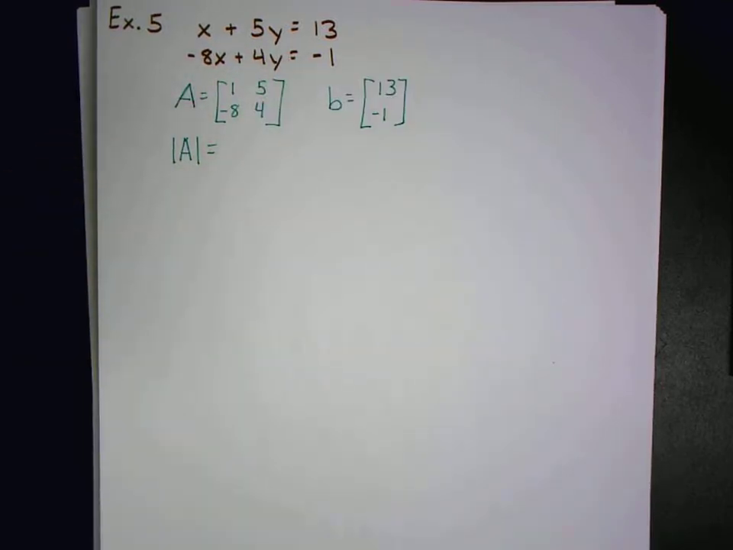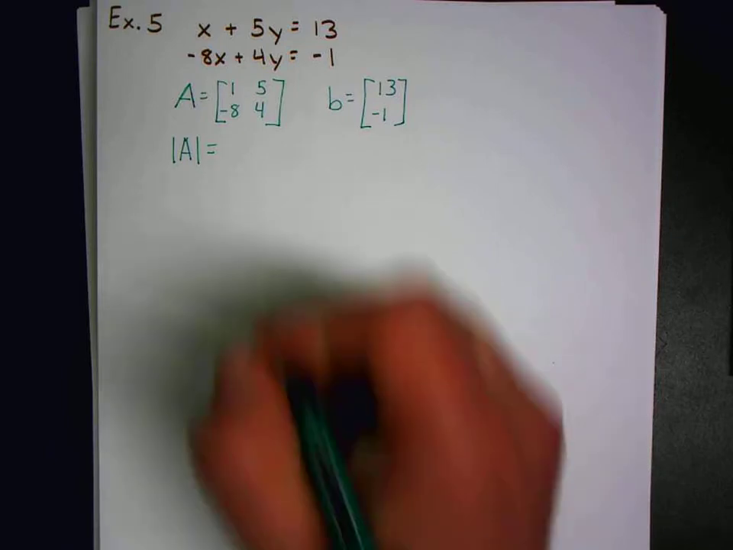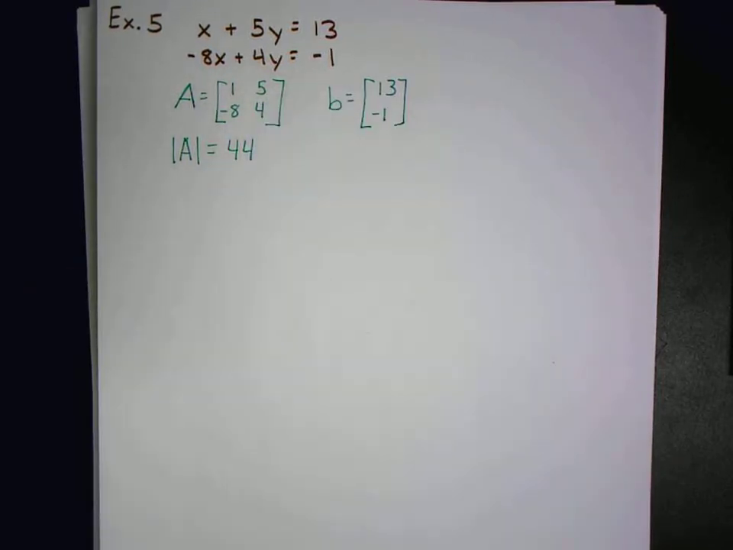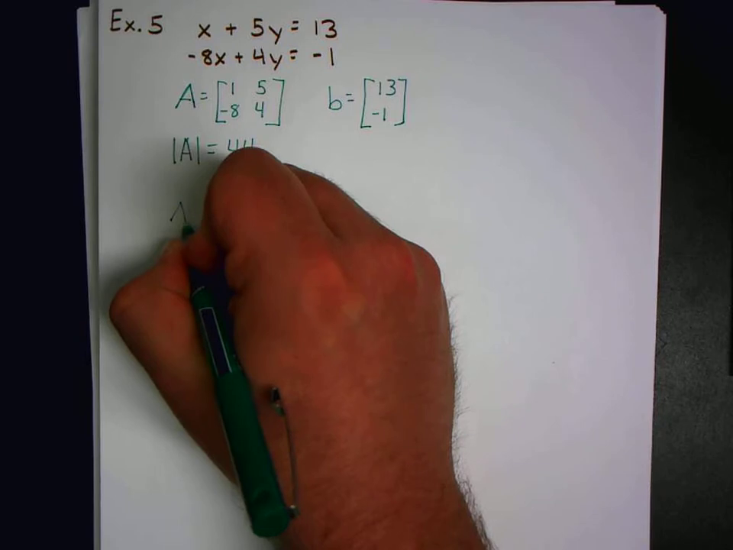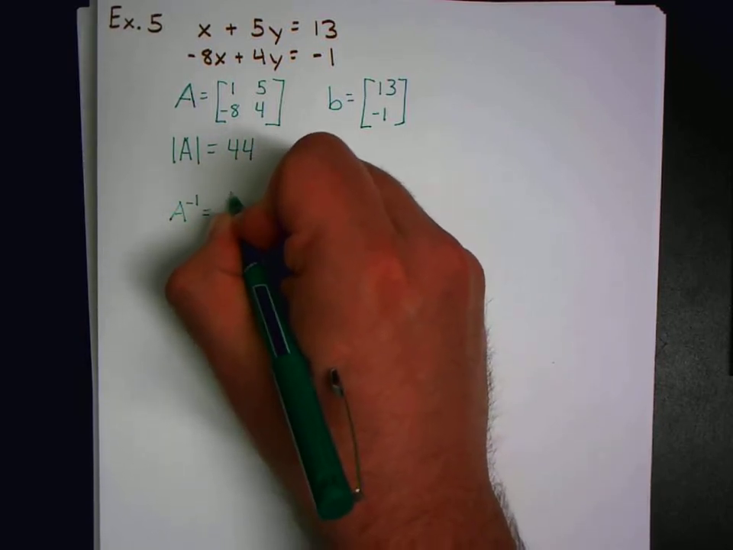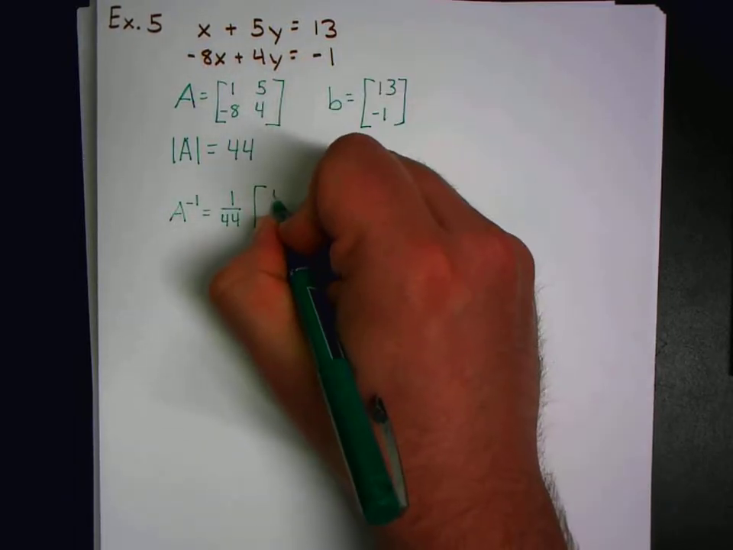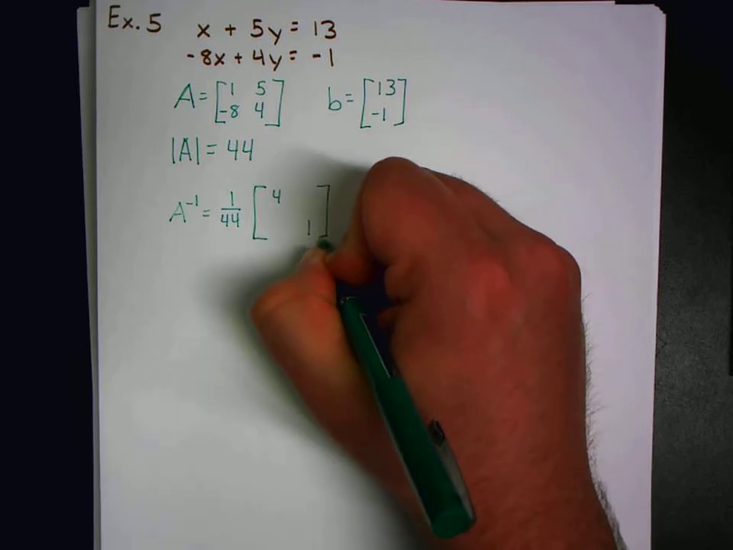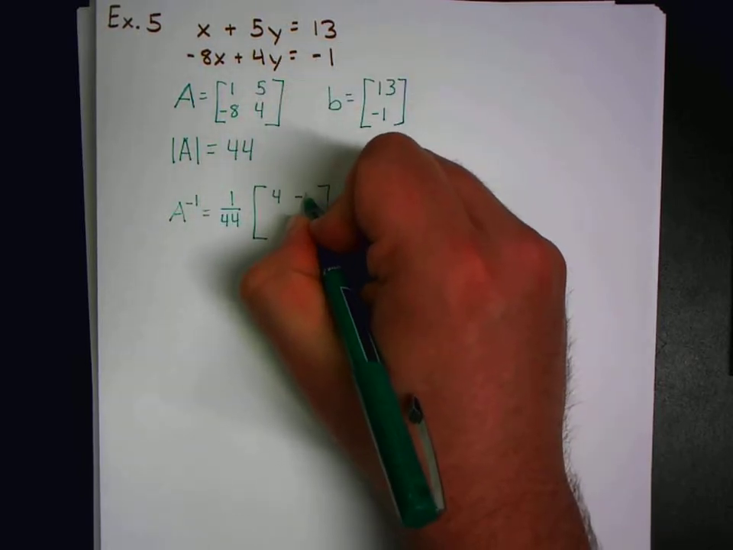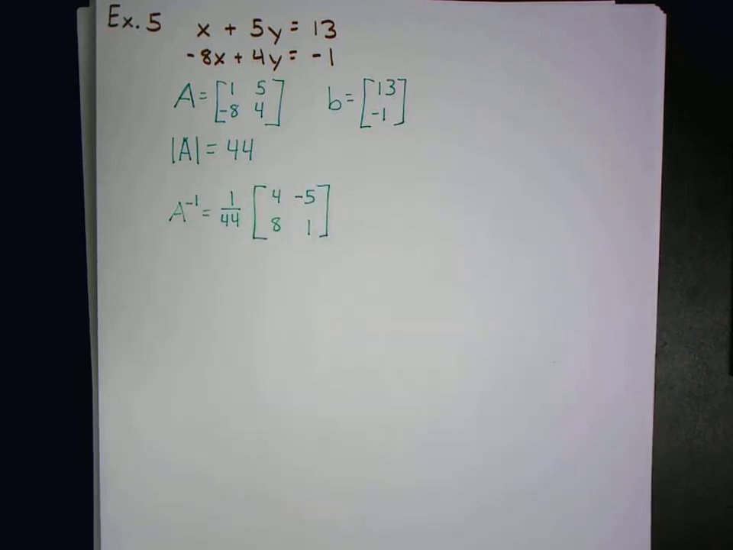Okay, so determinant of A, I cross multiply. So it would be 4 minus negative 40. So determinant of A would be 44. You okay with that? Okay, so inverse of A would be 1 over 44 times, switch the 4 and the 1, and change the signs on the 5 and the negative 8. So that would be negative 5 and 8.